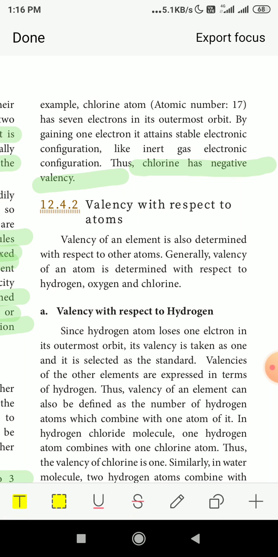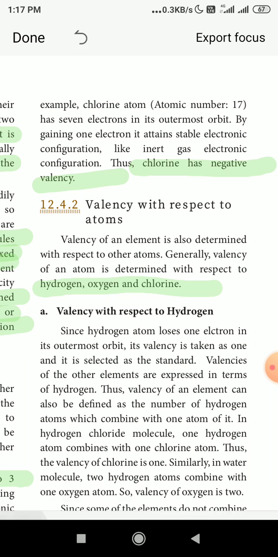Now valency with respect to other atoms. The valency of an element is also determined with respect to other atoms. Generally, the valency of an atom is determined with respect to hydrogen, oxygen and chlorine. Generally, it is found on the basis of these three: hydrogen, oxygen and chlorine. All three we have to learn. First, the valency with hydrogen.